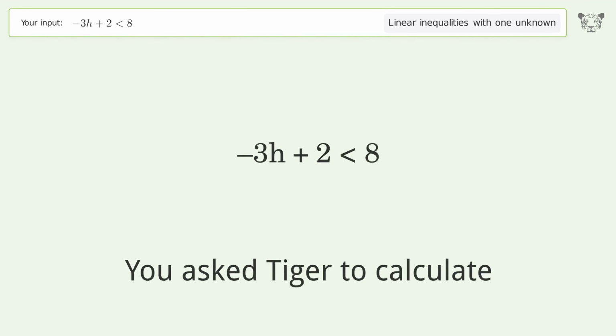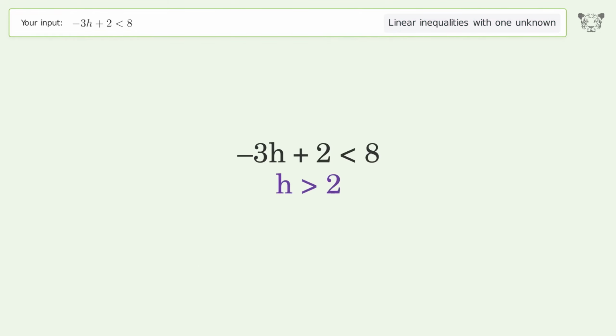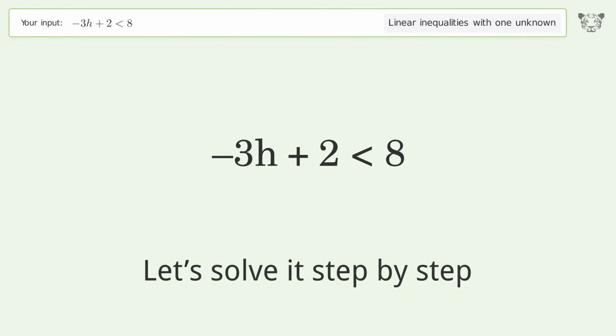You ask Tiger to calculate. This deals with linear inequalities with one unknown. The final result is h greater than -2. Let's solve it step by step.